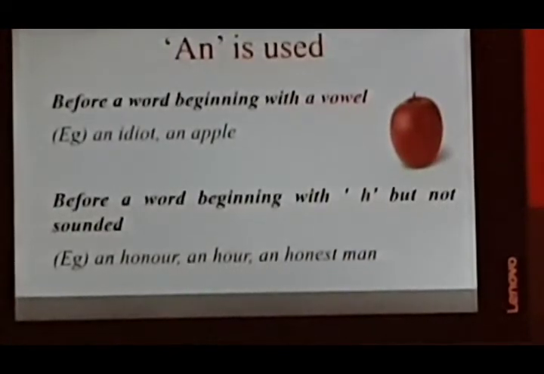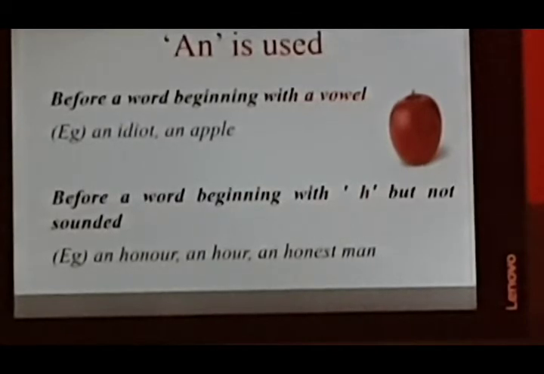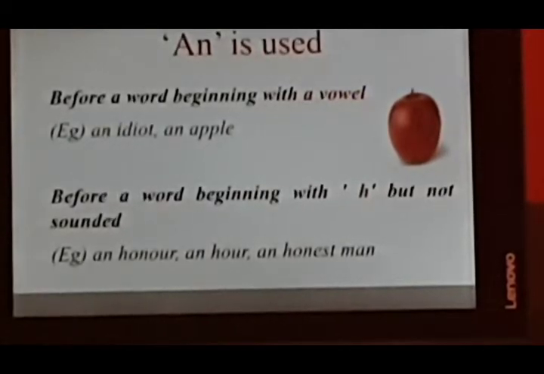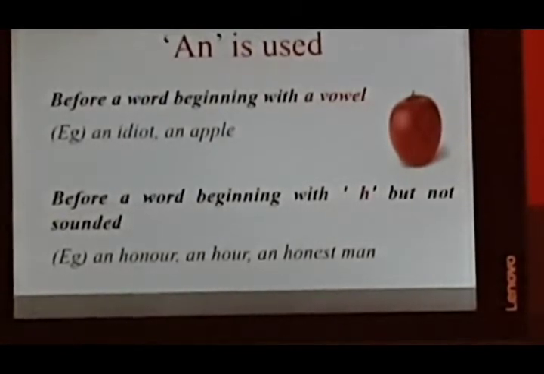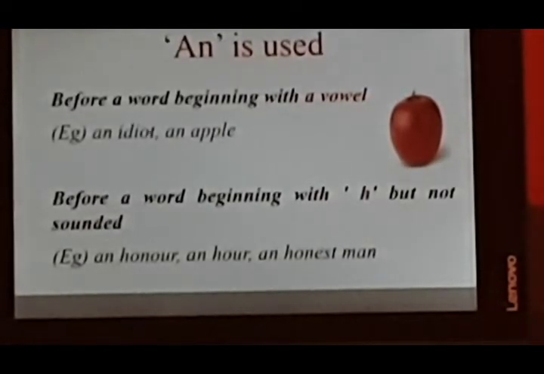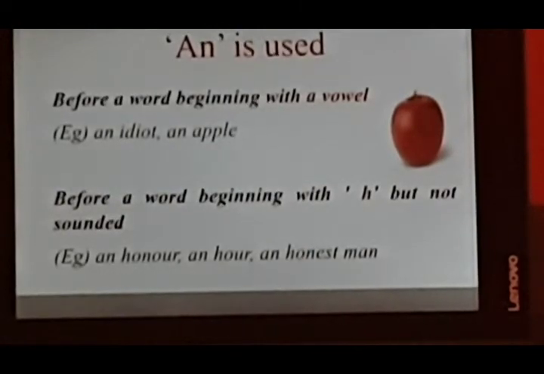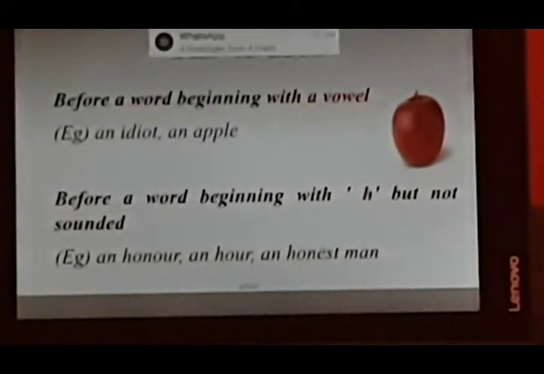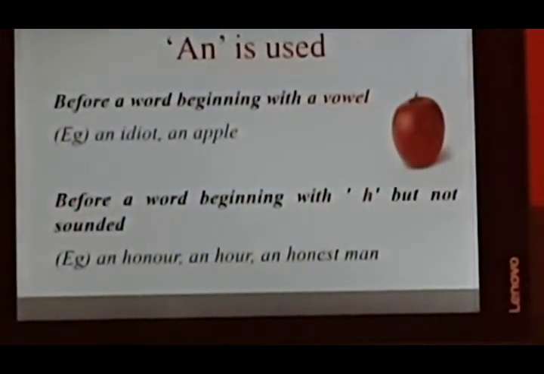An is used before a word beginning with a vowel or vowel sound. For example, an idiot, an apple. Also before a word beginning with H but not sounded like that. Why? We saw words beginning with consonants or vowels but having a different sound, beginning with the consonant letter but having a vowel sound.